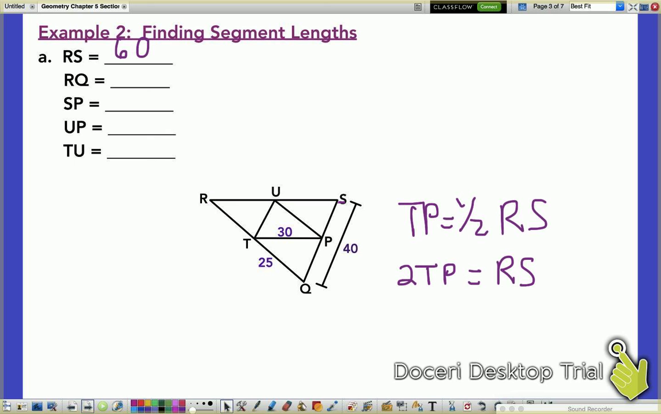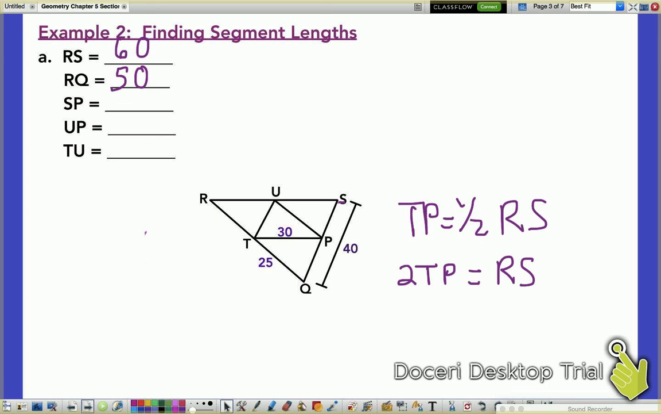So RQ would be this side. Okay, and so T would be the midpoint of that line. So if TQ is 25, RT would be 25. So the whole thing would be 50. Following along?